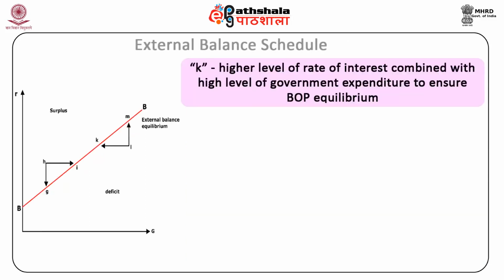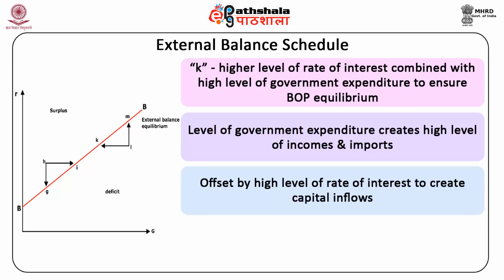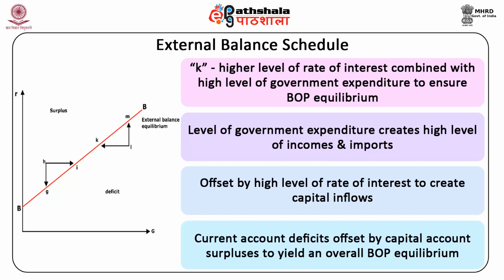Similarly, at point K on the BB schedule, a higher rate of interest is combined with a high level of government expenditure to ensure BOP equilibrium. Here, the level of government expenditure creates high levels of income and imports, which must be offset by a high rate of interest to create capital inflows. The current account deficits are offset by capital account surpluses to yield an overall BOP equilibrium at a point like K on the BB line.